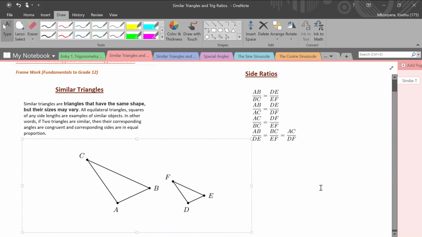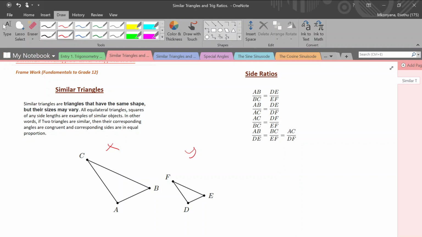So let's first look at this triangle. We're going to call this triangle X, and then we're going to call this triangle Y. So we have triangle X and triangle Y, and we're saying similar triangles are triangles that have got the same shape, but their sizes might vary. Now, what do we mean by that?